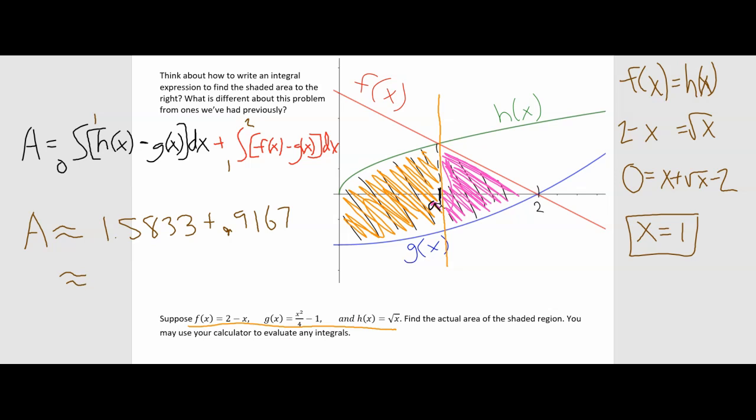And if I add those two together, we get approximately 2.500. Again, I'm rounding to 4 decimal places in the middle of the problem because I want to round or truncate to 3 at the end of my problem. So area is approximately 2.500.